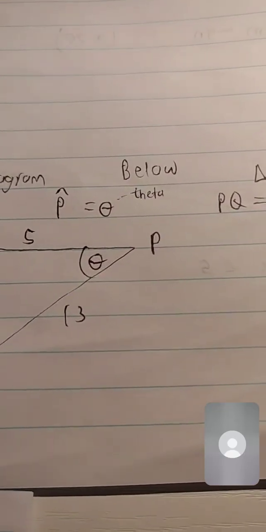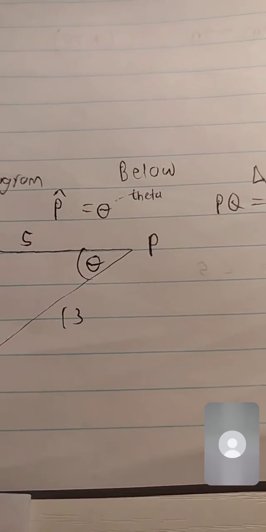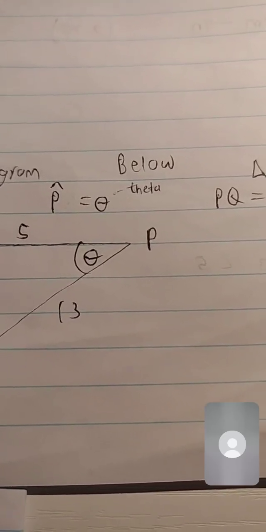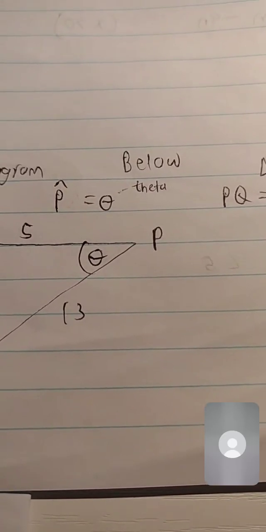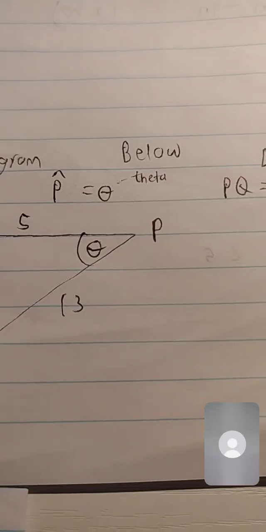Do you know what an acute angle is? Yes, sir. What is an acute angle? Acute is an angle that adds up to 90 to 180 degrees. Acute.